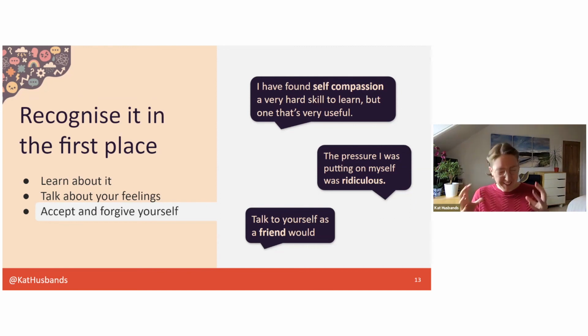So don't go, oh no, I'm stupid, I've got imposter syndrome. Nah, you need to be self-compassionate. You need to develop your honesty and self-acceptance and learn to forgive yourself. You can talk to yourself as a friend would. You can recognize that the pressure you're putting yourself under is ridiculous and so on. So that's the first one there.